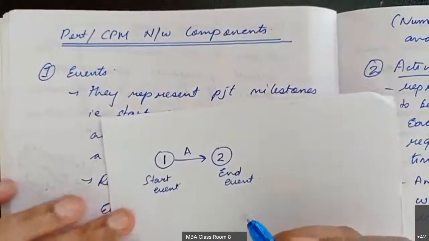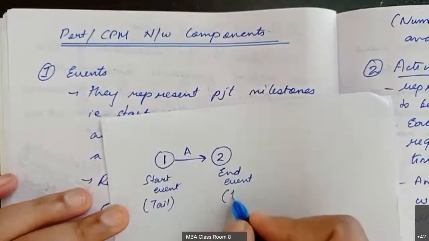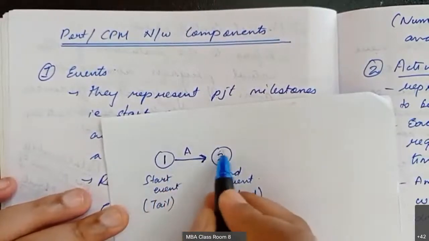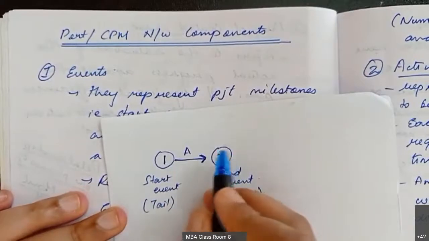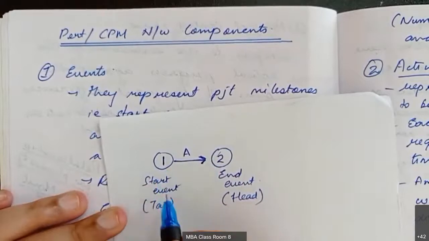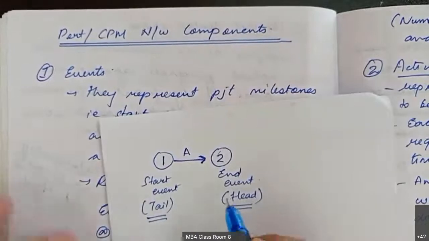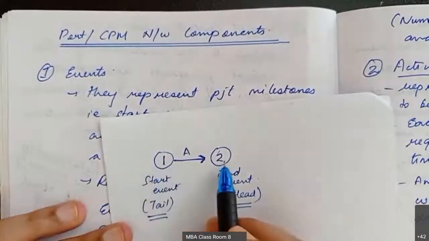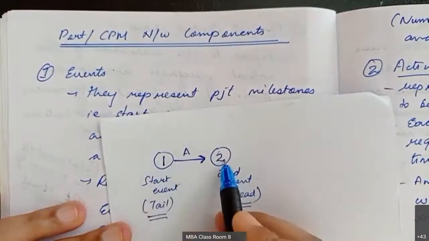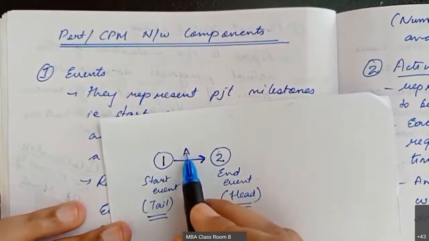The start event is also called the tail event. The end event is also called the head event, because the activity is progressing to event 2. So this is the head of the activity and this is the tail of the activity. 1 represents the tail of the activity and 2 represents the head. How will you name these? Naming of events is also very important. Always the tail will have a smaller number than the head of the activity. This is the activity that is represented by A.